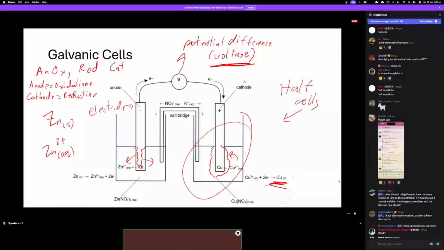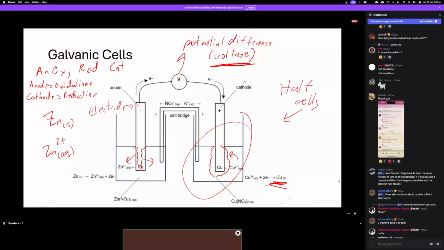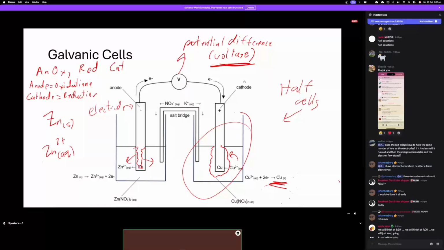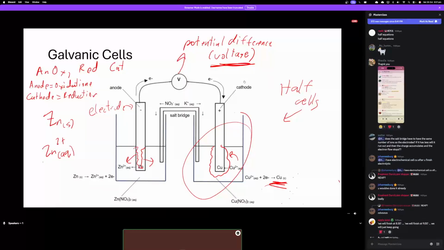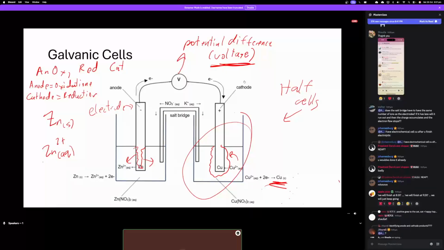The solid has to have the same number of ions as the electrodes. If it has less, it will run out and the charge accumulates. This system will stop eventually, right? We cannot have infinite power. It will stop eventually. That's inevitable. So how much you have is purely dependent on the amount of material.